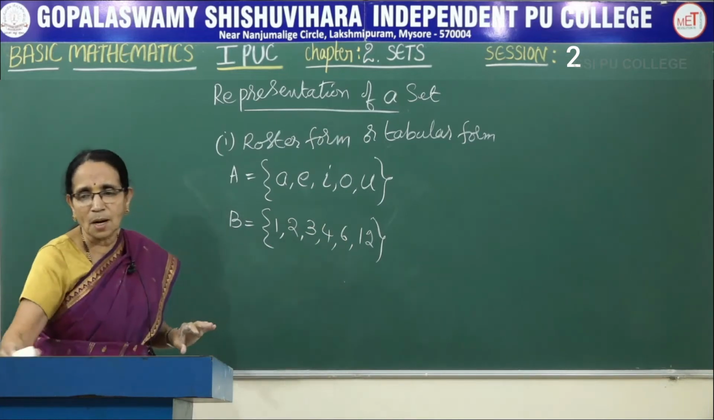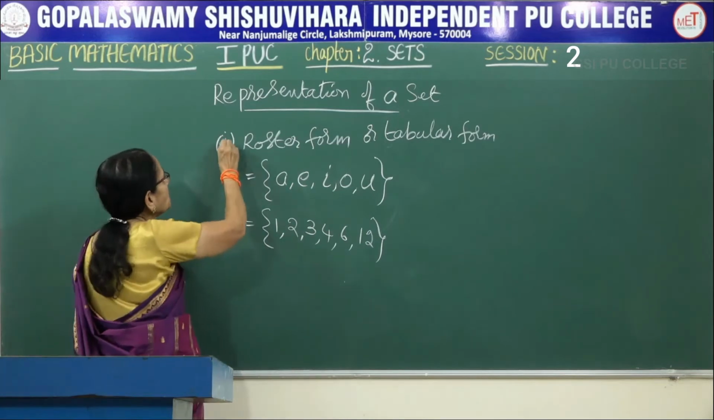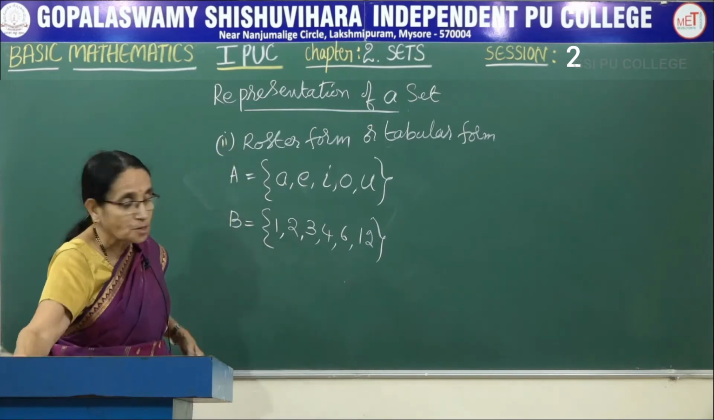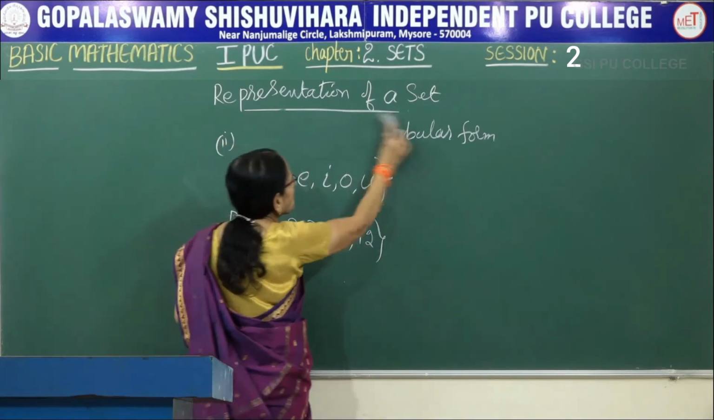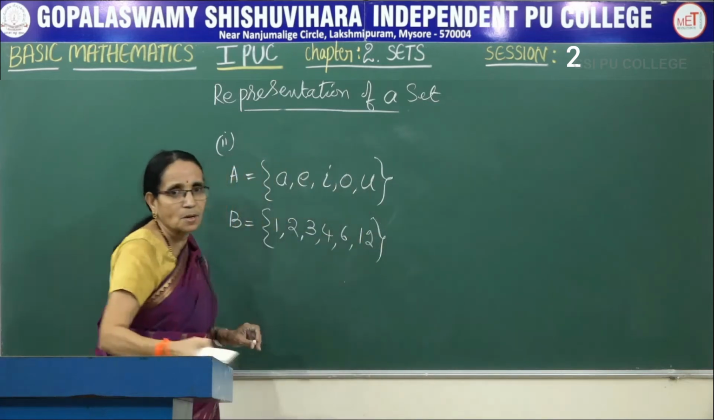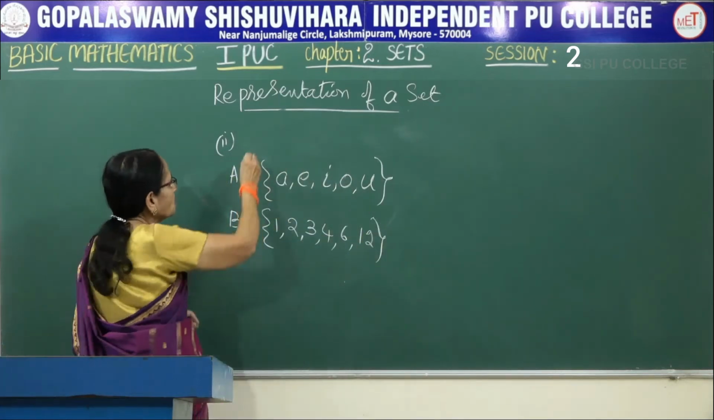Now let us come to the second one. What is the name of the second form? It is the set builder form. It is called the set builder form.